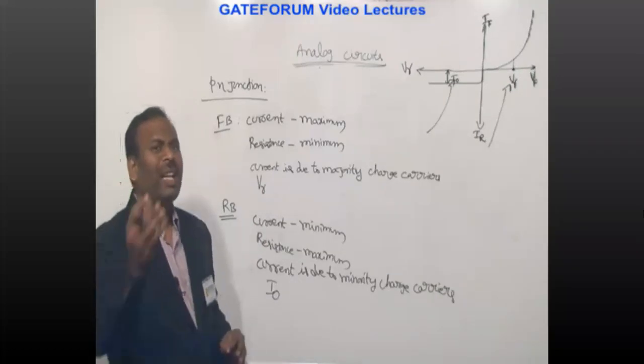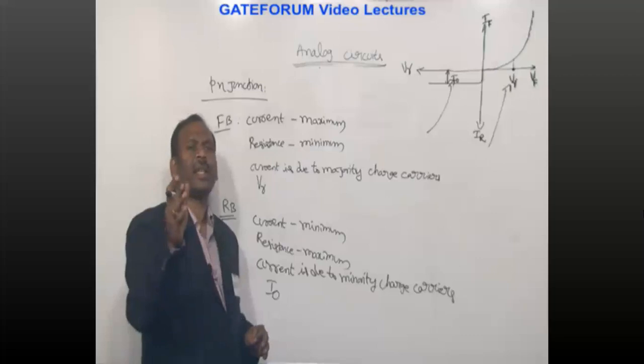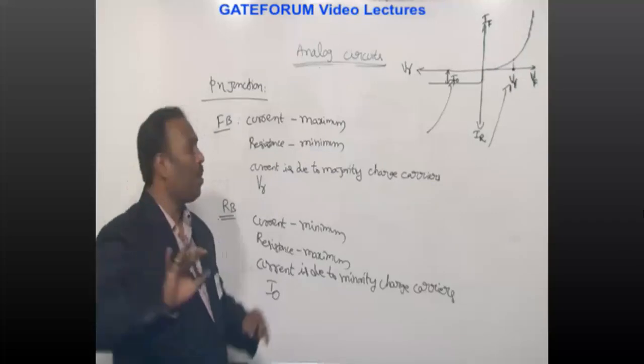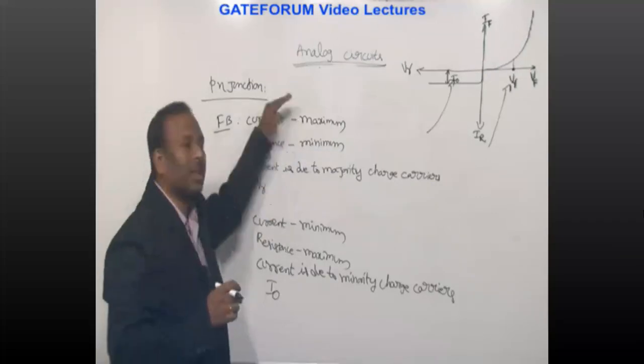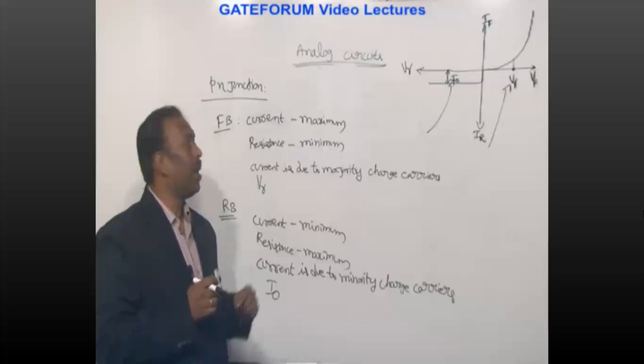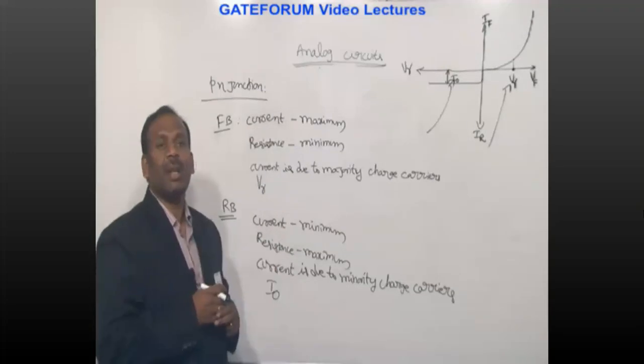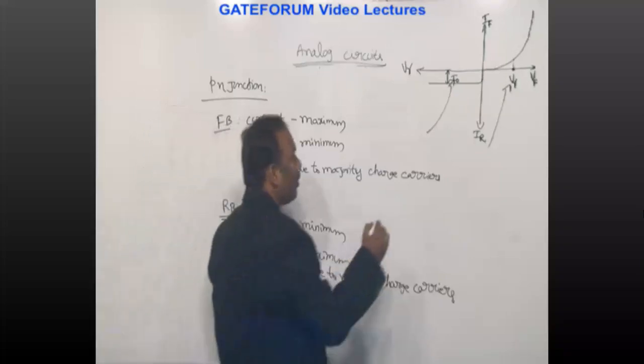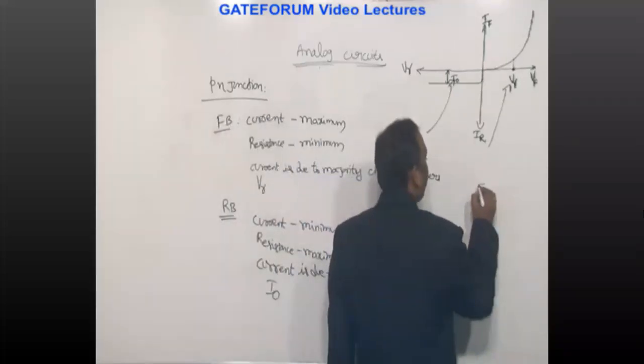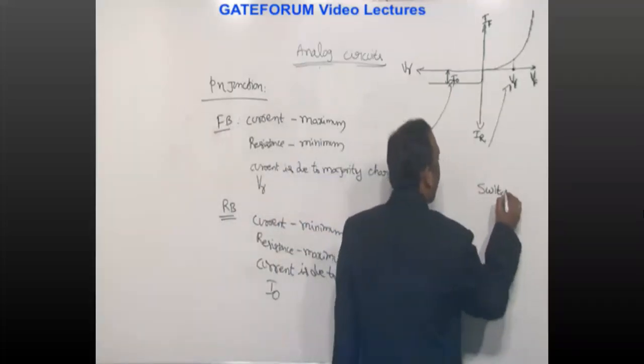First application, I gave: rectifiers, clippers, clampers. Other than that, where are we using the diode, from this data? In forward bias condition current is maximum, in reverse bias condition current is minimum. Therefore it acts as a switch. A diode, or PN junction, can be used as a switch.